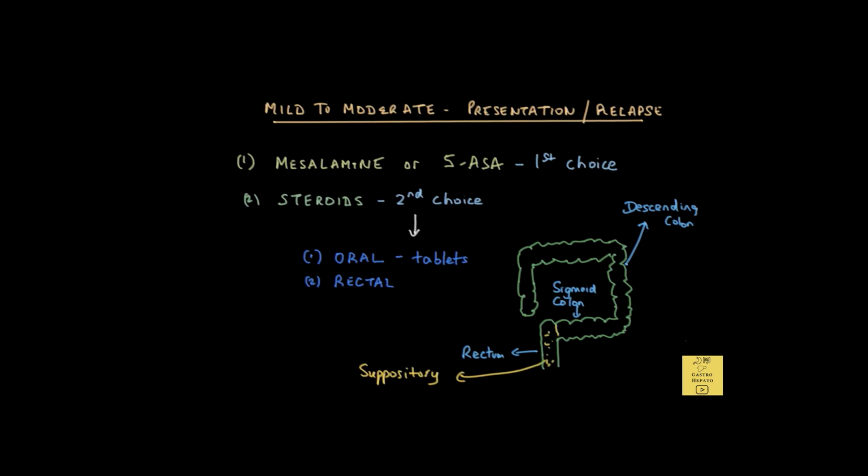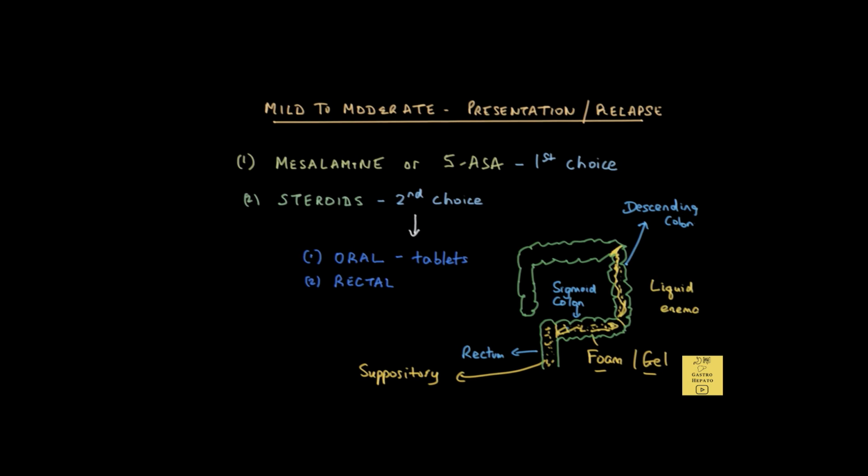Suppository is used if the disease is limited to the rectum, as noted here. Foam and gel is given if the inflammation extends further up to the sigmoid colon. Liquid enema is given if the inflammation extends all the way up the descending colon, up to this level.